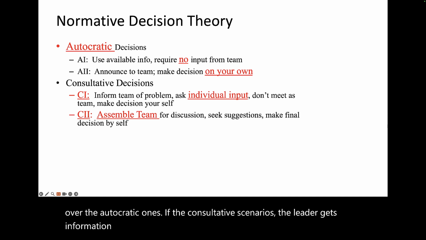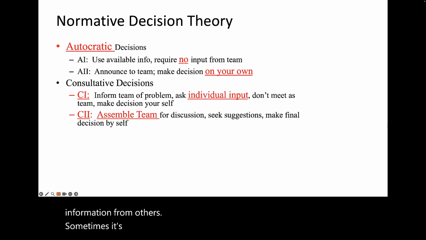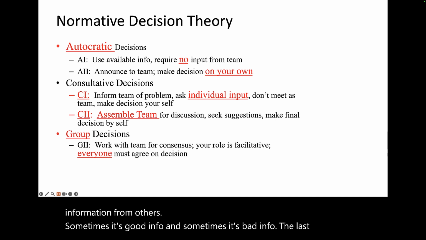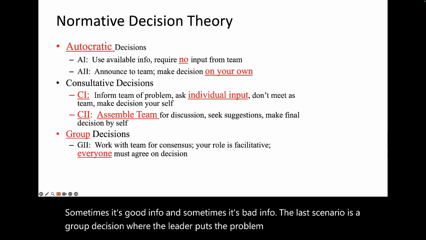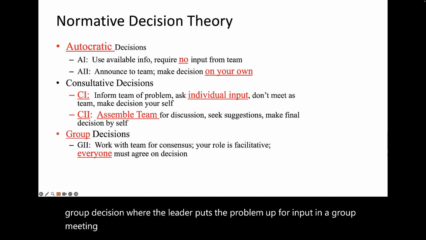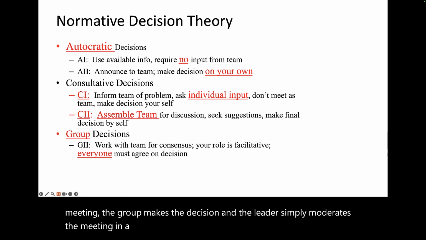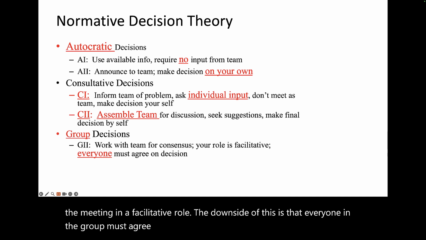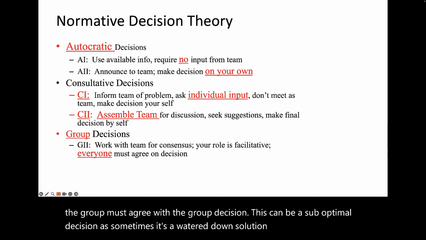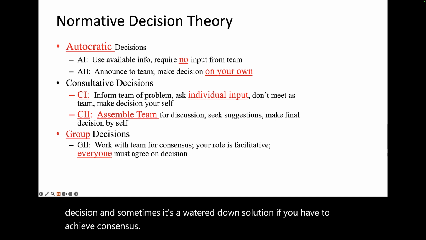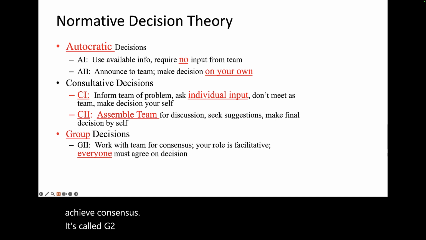The last scenario is a group decision, where the leader puts the problem up for input in a group meeting. The group makes the decision and the leader simply moderates the meeting in a facilitative role. The downside of this is that everyone in the group must agree with the group decision. This can be a suboptimal decision, as sometimes it's a watered-down solution if you have to achieve consensus. It's called G2 for some unknown reason. There probably is a G1 solution, but I am not aware of it. Let's move on.